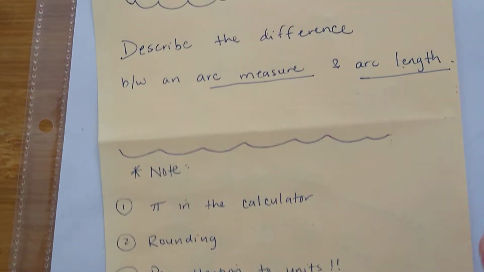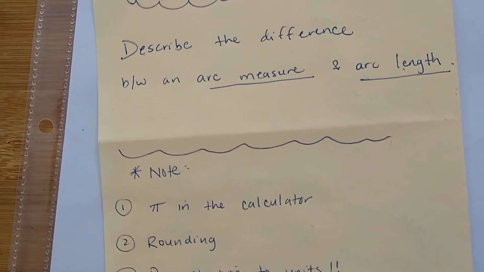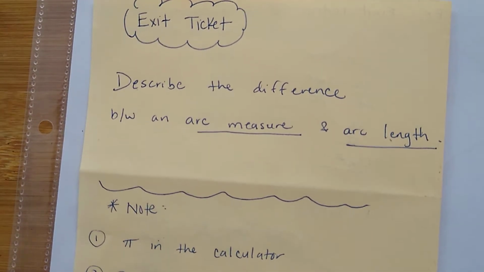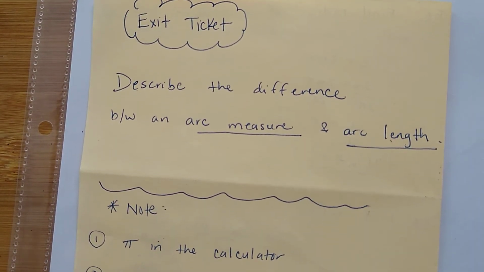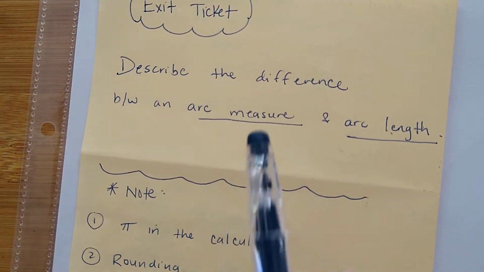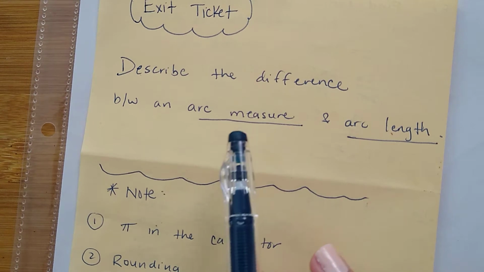Alright guys, so to finish off the lesson of 11.1, I wanted to go over a quick exit ticket. This one was just to describe the difference between an arc measure and an arc length. Now, what I want you to do is really think about the differences.